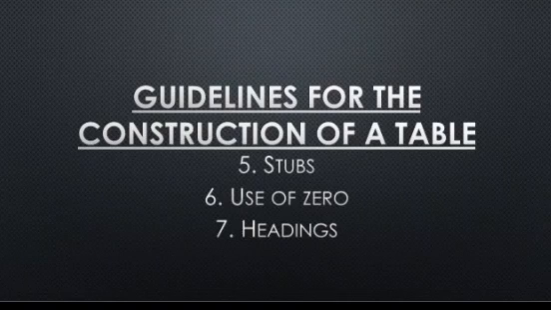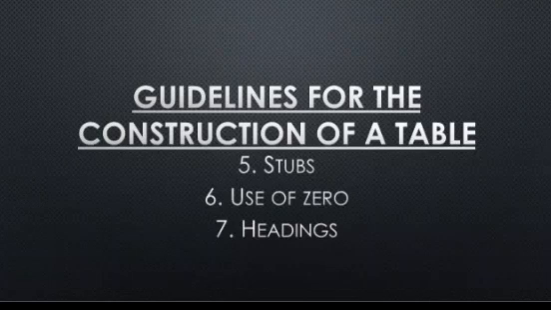Fifth point is stubs. Now what are stubs? Stubs are the row headings. So if rows are very long, stubs may be given at the right hand side of the table also. You can give the stubs on the left hand side. If the rows are very long, you can give them on the right hand side. This depends upon you. Fine.